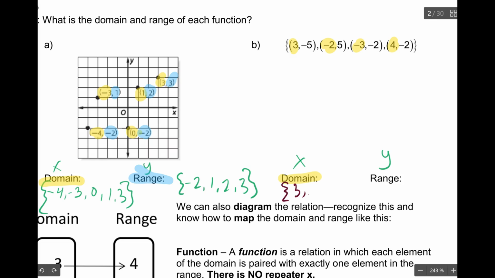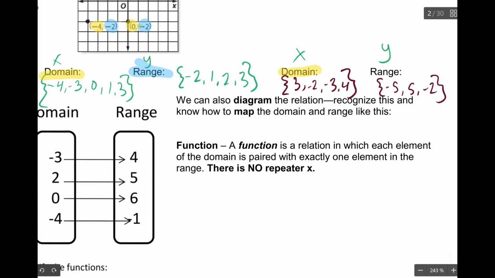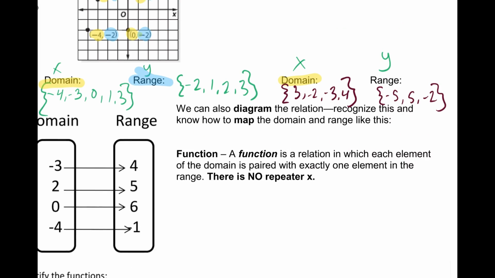So that's 3, -2, -3, and 4. And my range is going to be my Y. So my range is going to be -5, 5, -2, and -2. But I only needed to write it once. I only have to write it once if I have a repeat: -5, 5, -2. We also can diagram the relation. So recognize this and know how to map the domain and range.